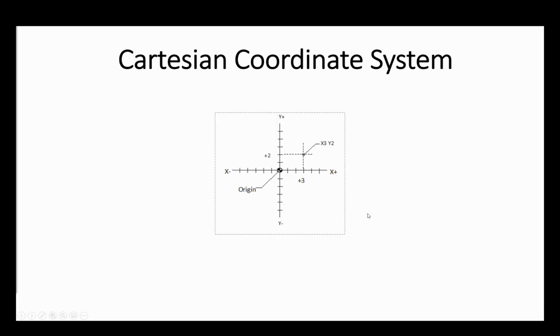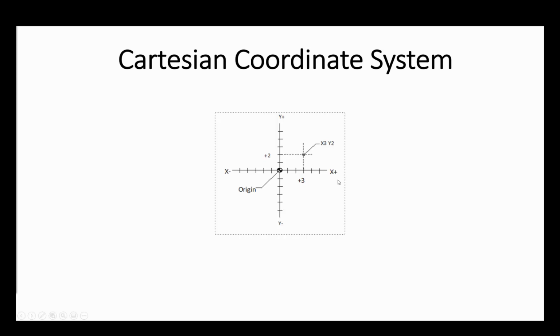All points in this space, also called a plane or construction plane, are precisely defined given its axis label, sign, and value. For example, the point at X3, Y2 is located by counting from the origin 3 units along the X-positive axis, then up 2 units parallel to the Y-axis.